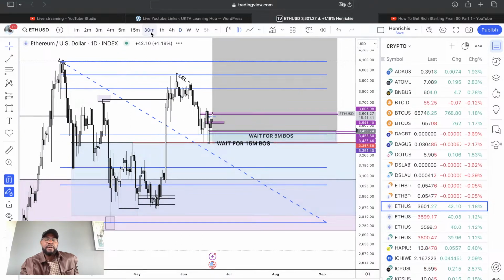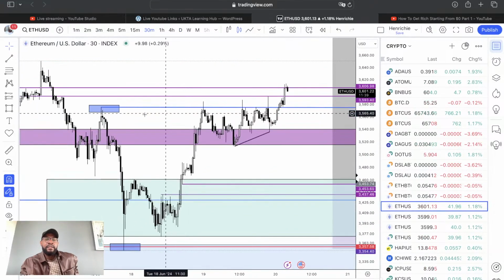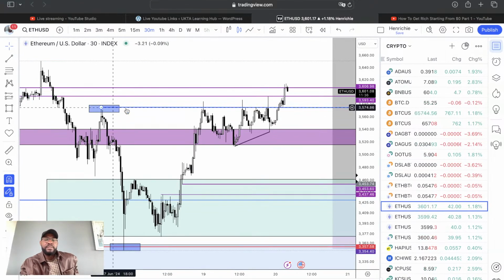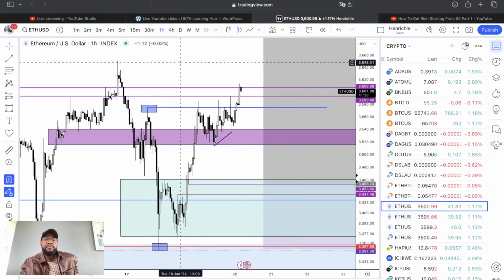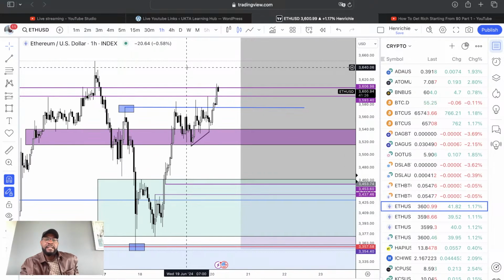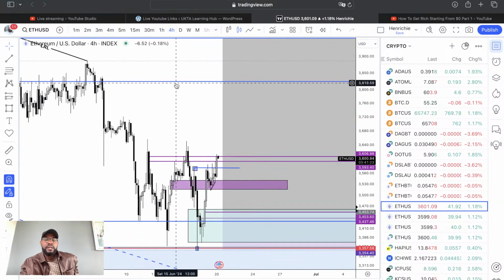We retested it. I want to see significant 30 minutes or 15 minutes break of structure to the upside, and as you can see, we broke structure significantly right here. And after that break of structure, next thing I want to know is the key level that facilitated the break of structure to the upside.